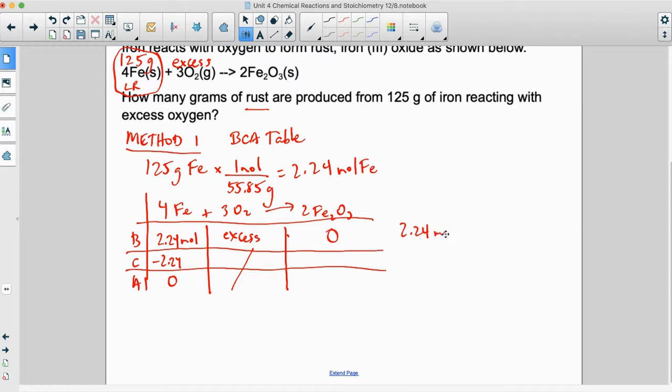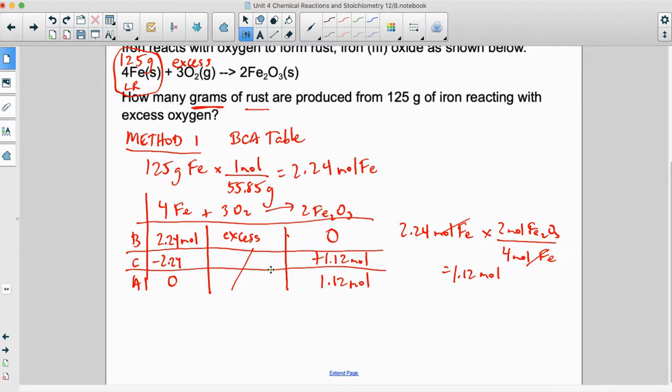Then let's use stoichiometry to figure out how much rust we should produce from 2.24 moles of Fe. So I take my 2.24 moles of Fe. I multiply by my 2:4 ratio here, 2 moles Fe2O3 over my 4 moles of Fe. Okay, and that will give me 1.12 moles. And I can put that as plus 1.12 moles. And that's what I produce. So that's how many moles.